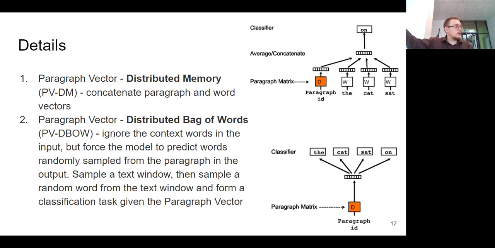So you understand? This vector is trained just to take a paragraph, take some window of the paragraph, and randomly sample some words. This is the data set: the paragraph ID as an input, and the randomly sampled words as an output. And you train the model to predict them. These are two approaches of training a doc2vec model.